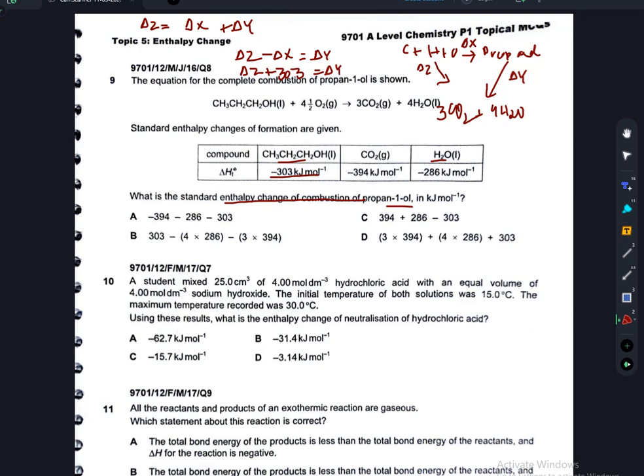So the space is a bit short. So 303 plus, now I've got the enthalpy change of formation of CO2 and water as well, plus Z is minus 4, because I add 4 times 286, and this whole is multiplied by minus 1, plus 3 times 394, sorry, 3 times 394, and this is multiplied by minus 1 because there is a minus sign actually here.